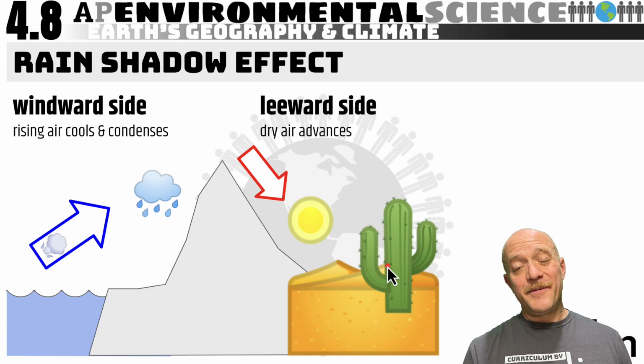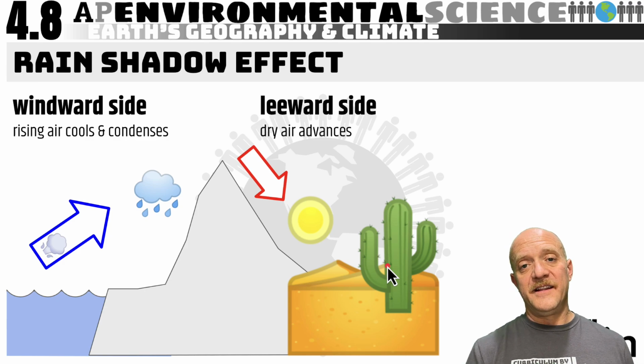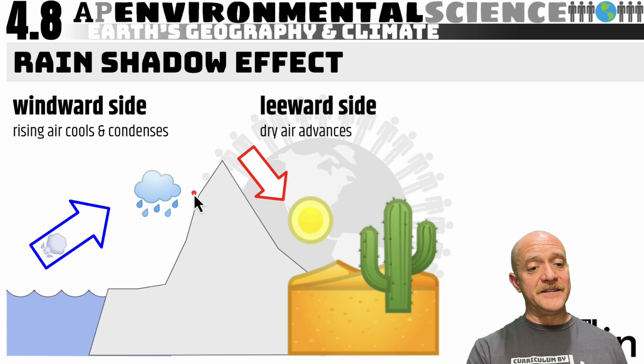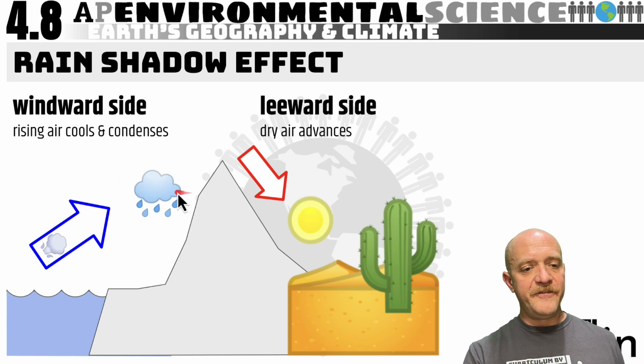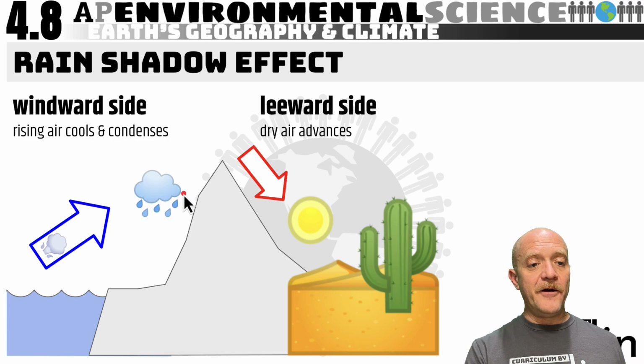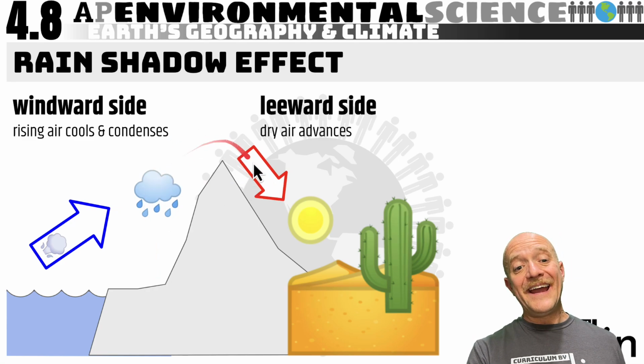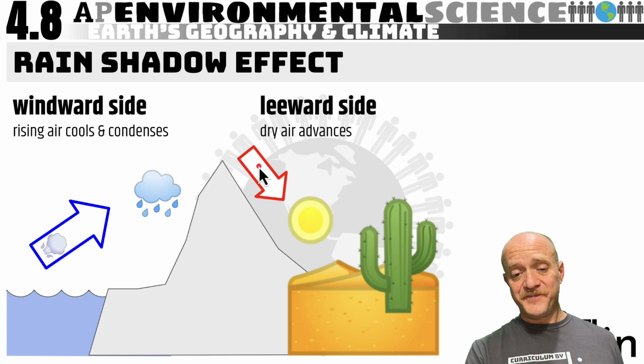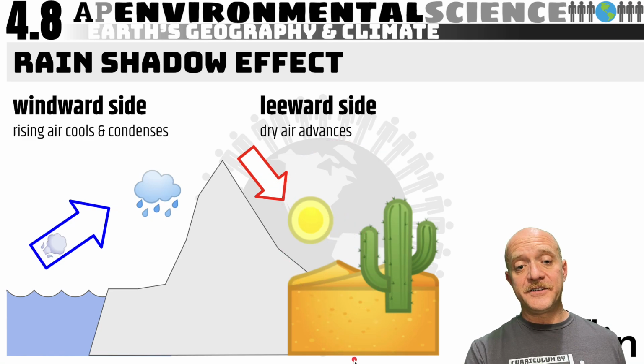Now I think about it like this: throwing a wet sponge at a wall, all of that water is going to come out of the sponge when it hits the wall. That's kind of what happens. These clouds are bashing into this mountain, not really, but figuratively speaking, and all the water is falling out. The dry air is advancing over, and that is contributing to the desert.